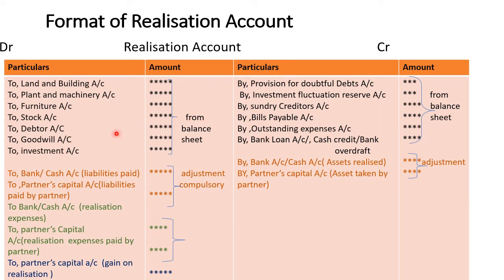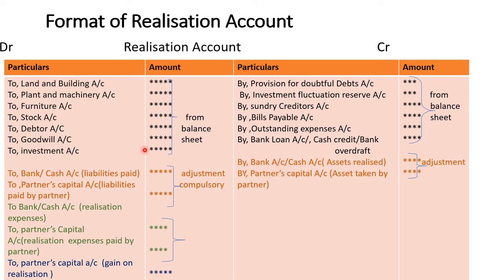After that, the third step is that the assets will be sold or taken over by the partner. If the assets are sold, the amount realized will be recorded on the credit side by bank account or cash account. This is the amount of the asset realized, and you will get the details in the adjustments of the question. Okay, so what is our entry? Bank account debit to realization account, when the amount is realized from the sale of assets.